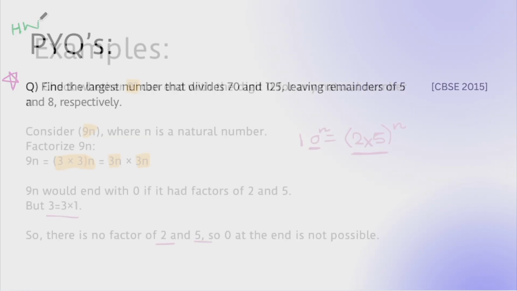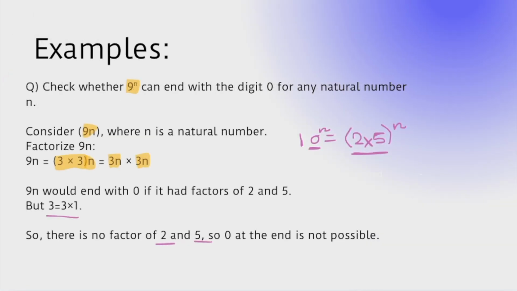Another example question is, check whether 9 to the power of n can end with the digit 0 for any natural number n. Consider 9^n where n is a natural number. Factorize 9^n, we get 9^n is equal to (3 into 3) whole to the power n, which gives you 3^n multiplied by 3^n.